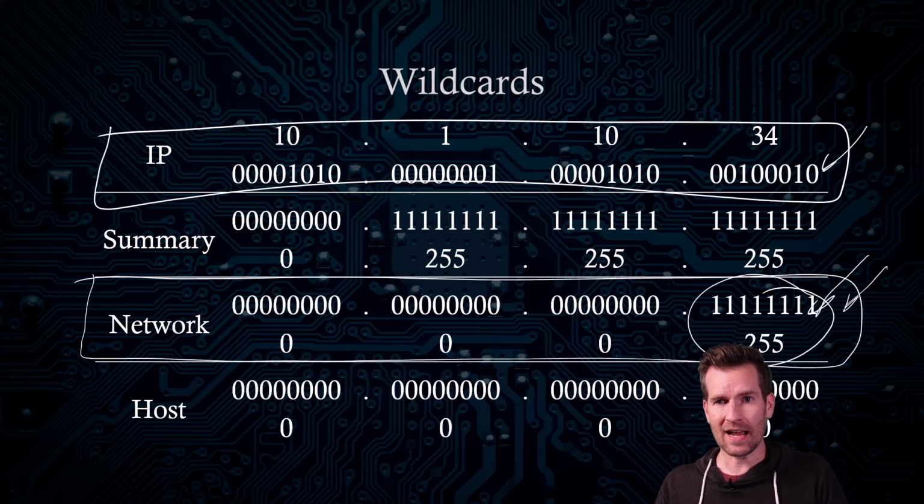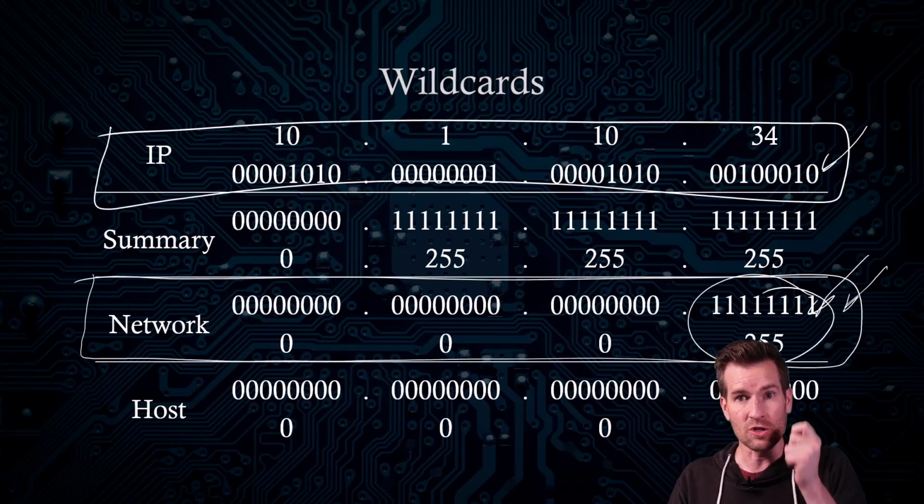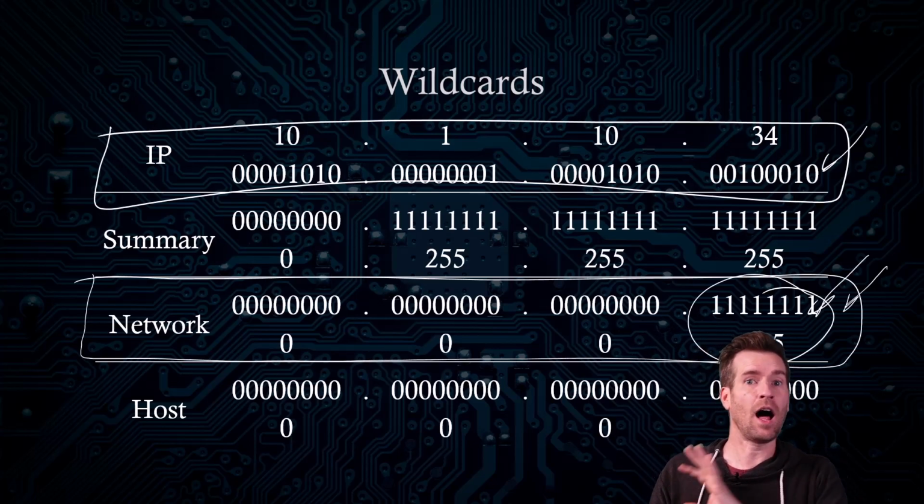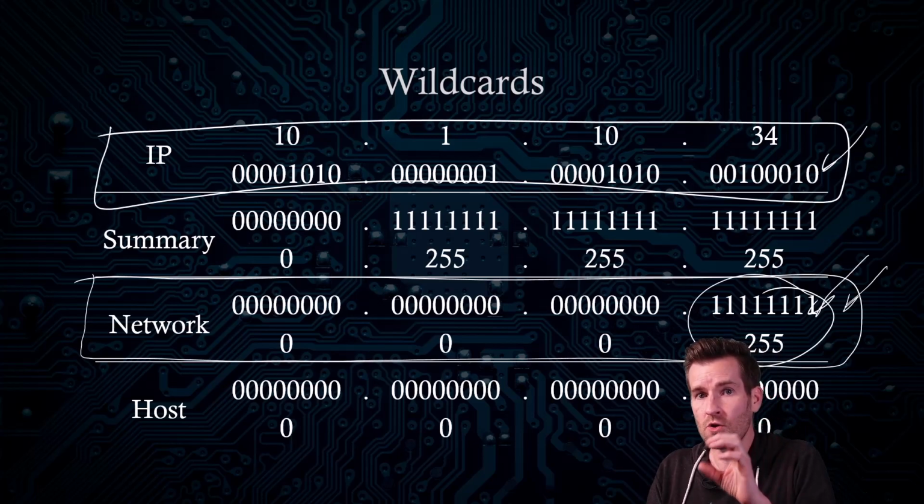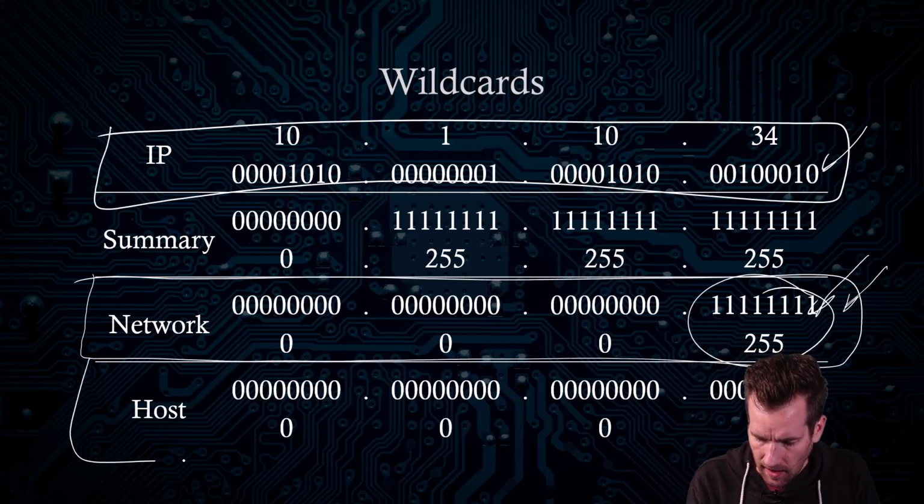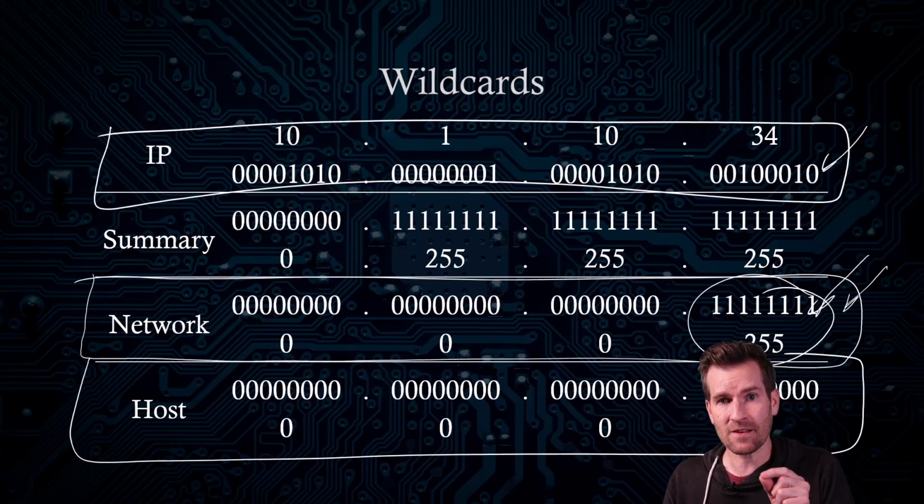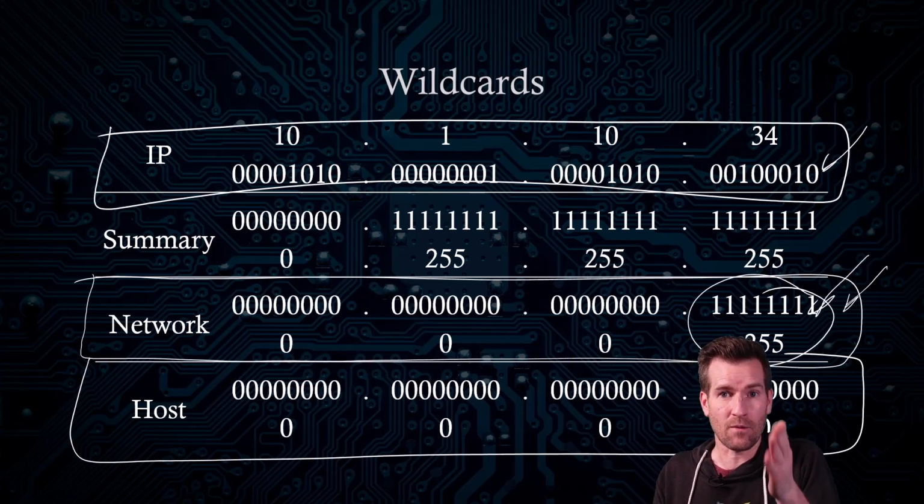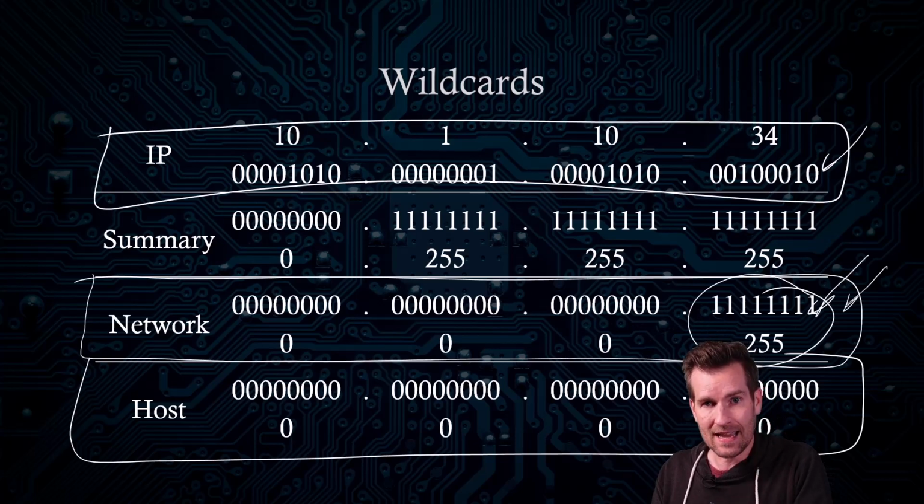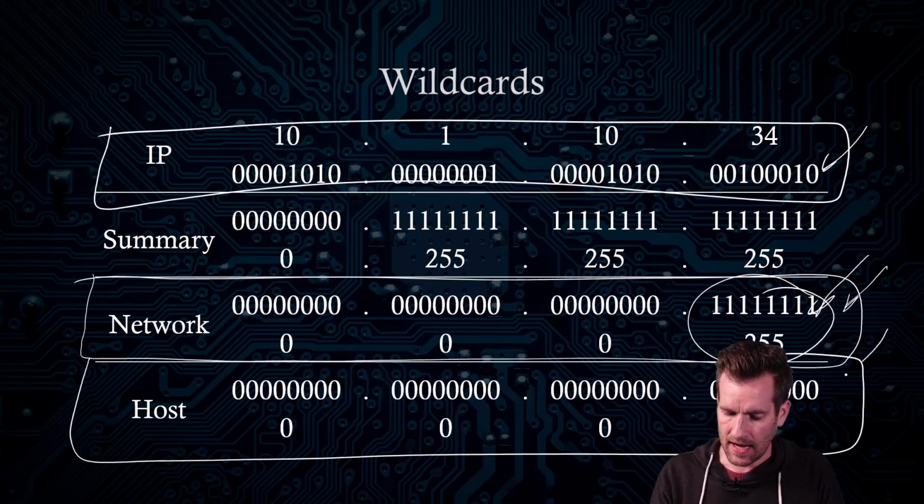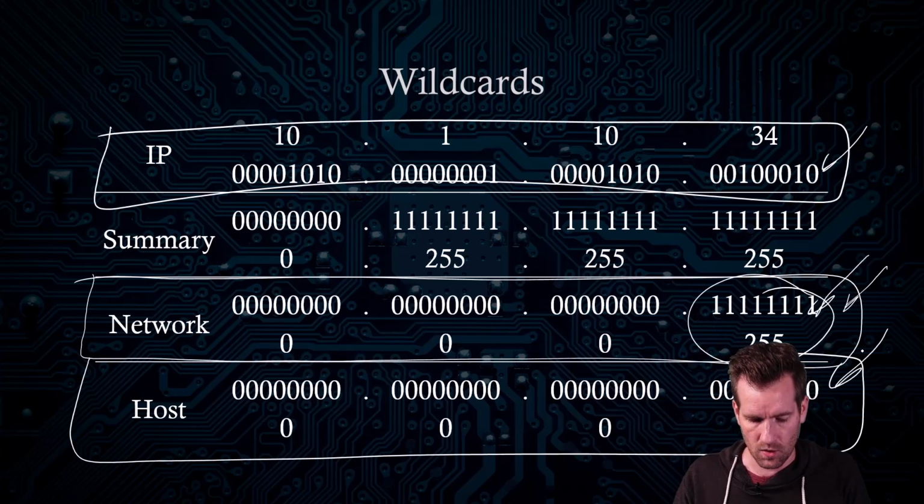However, there are times when I want to specify a single host or a single interface. To do that, I say that all the bits matter. There are no wildcards, so that is all zeros. So I use all zeros if I want to specify a specific host. Or in the example of our OSPF, if I want to specify a specific network interface that I want to send OSPF packets on, then I could use all zeros on it.